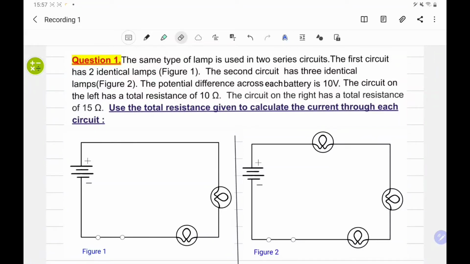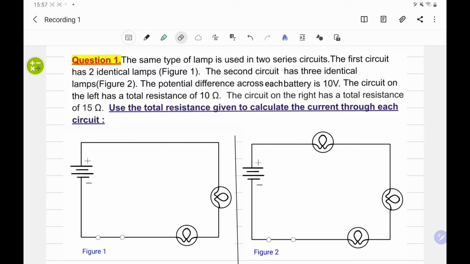Question 1. The same type of lamp is used in two series circuits. The first circuit has two identical lamps, figure 1. The second circuit has three identical lamps, figure 2. The potential difference across each battery is 10 volts. The circuit on the left has a total resistance of 10 ohms. The circuit on the right has a total resistance of 15 ohms.